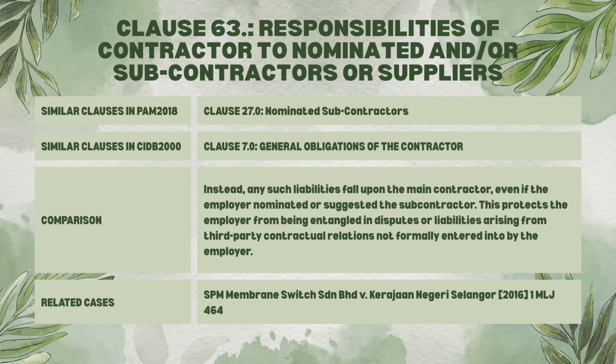For clause 63, it is the responsibilities of the contractor to nominated subcontractors or suppliers. In PAM contract 2008, the closest clause is clause 27, which falls under nominated subcontractors, while in CIDB it is clause 7, general obligations of the contractor. Comparing the three, any such liabilities fall upon the main contractor, even if the employer nominated or suggested the subcontractor. The case related to this is SPM Membrane Switch Sdn Berhad versus Kerajaan Negeri Selangor.